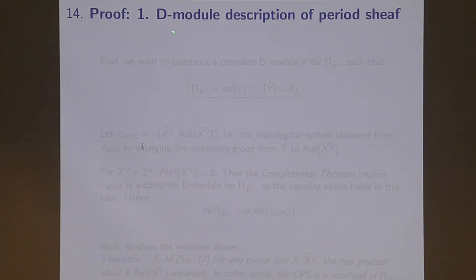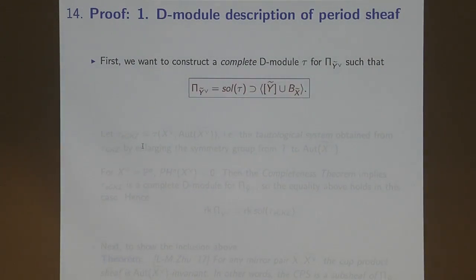So first, I want to give a D-module description of the period sheaf, sort of replacing this analytic object by something algebraic and more manageable. Specifically, I want to find a complete D-module. So that reminds us of the Riemann-Hilbert problem for the period sheaf. So again, generically, I'll call it tau. So I want to find such a tau so that it's complete, so I get this equality, and so that I a priori know that my cup product sheaf is also sitting inside as a subsheaf. So I have some way to anchor, to connect these two things, right? So that's the first step.